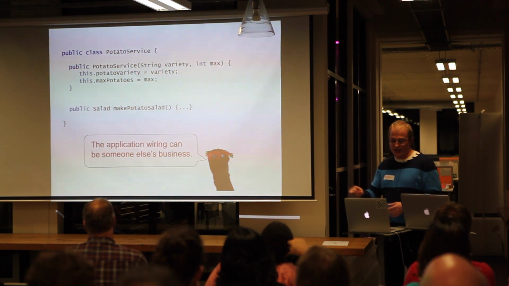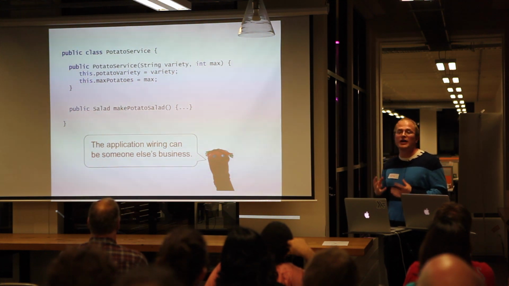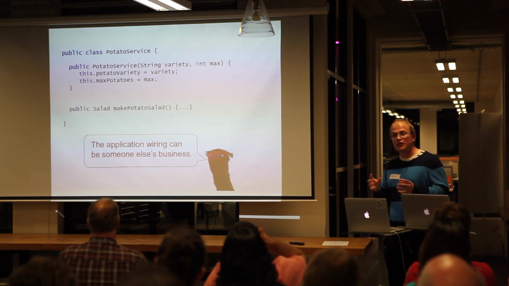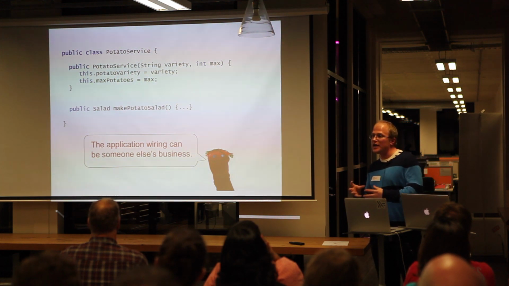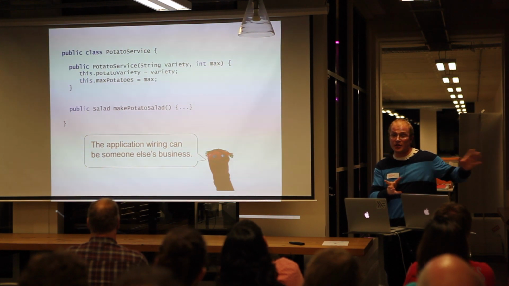And so we can rewrite this again, just passing in the values we require, the minimum of what we require, and the application wiring can be someone else's business. The problem of fishing those values out of some config object can belong somewhere else. That's application wiring. That's a separate concern.